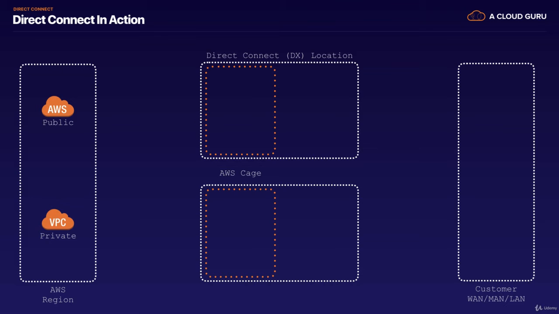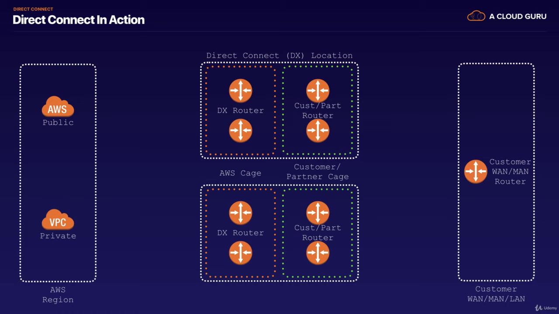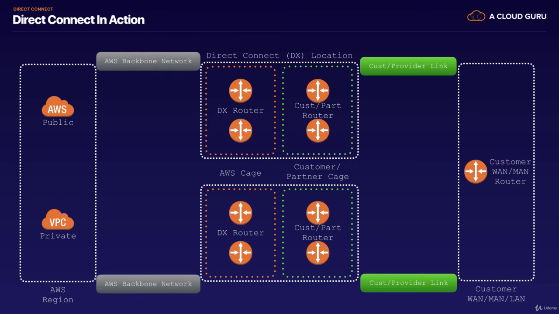And inside our Direct Connect location, we have a cage which is dedicated to AWS. And inside that cage, we have Direct Connect routers. And then inside that location, our customer will also have to have their own cage, or you could use an AWS partner's cage. And inside that cage, they're going to have their own customer routers as well, or a partner router. And then you've got your router over here inside your own data center, and then you're going to basically have a dedicated link from your data center.